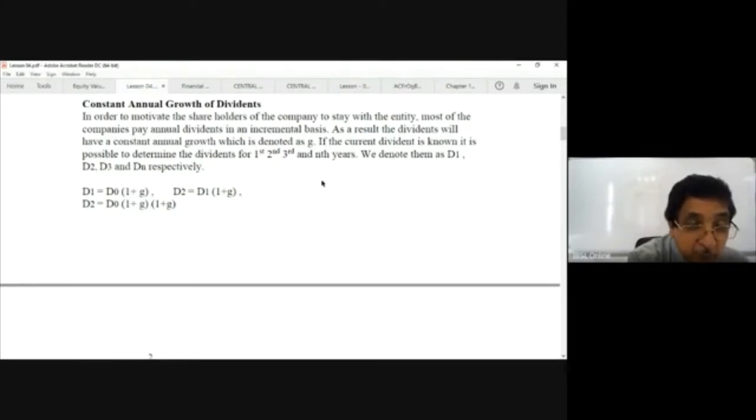now if you want to get D2 in D0 terms, you can replace D1 with the first relationship. That is, D1 is equal to D0 into 1 plus G. So in the second line, you can see D2 is equal to, now just in the place of D1, we have replaced D1 with D0 into 1 plus G. And 1 plus G is already there. So then you get D2 as D0 into 1 plus G to the power 2. In the same manner, you can show D3 is equal to D0 into 1 plus G to the power 3.